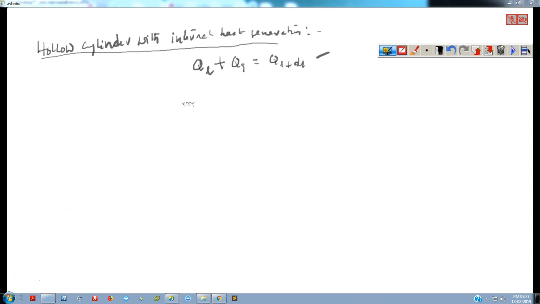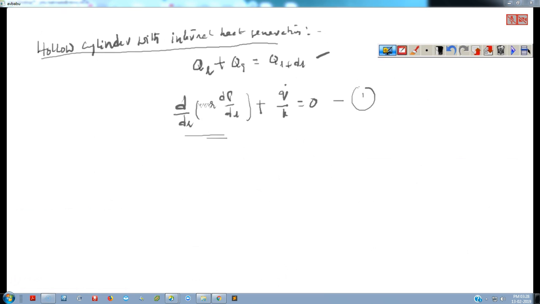We know that d by dr of r dt by dr plus q dot by k is equal to 0. This is the equation I'm recalling from when we started the cylindrical coordinate system. When we talked about heat conduction through a cylindrical coordinate system, we discussed it. Now I take this into consideration and derive the equation.